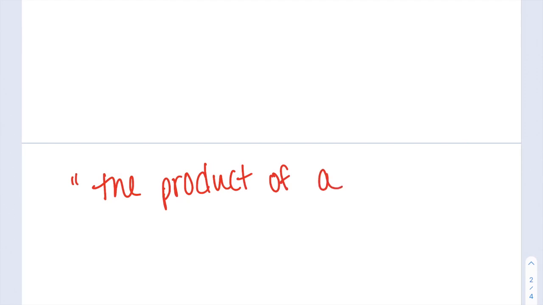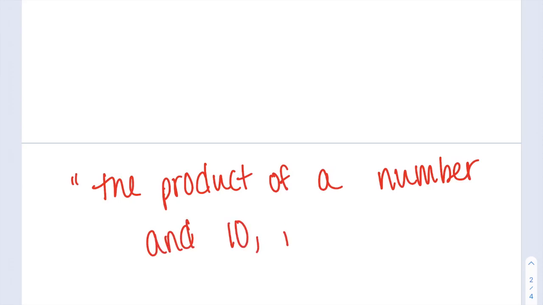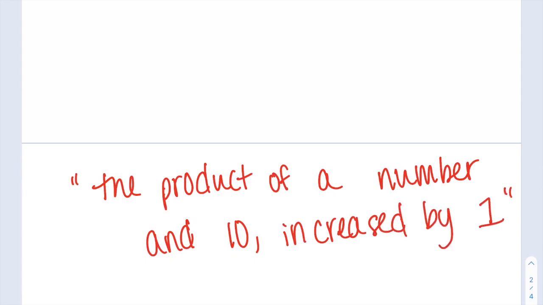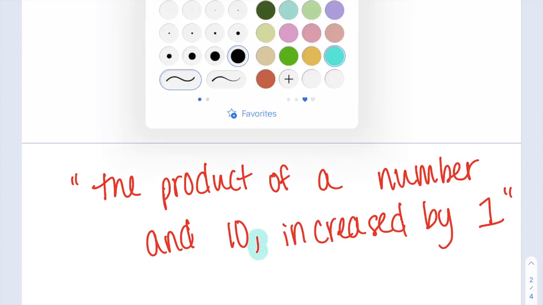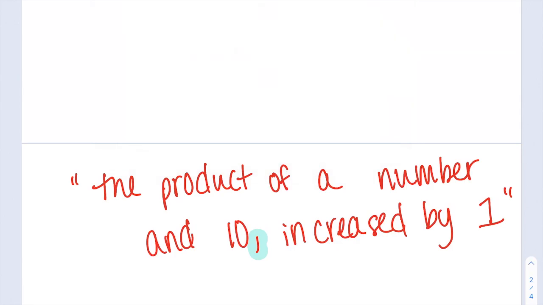Let's try another one. The product of a number and 10, increased by 1. I want us to notice something here. There is a comma right there. This is two statements, so we're going to be doing two different things.